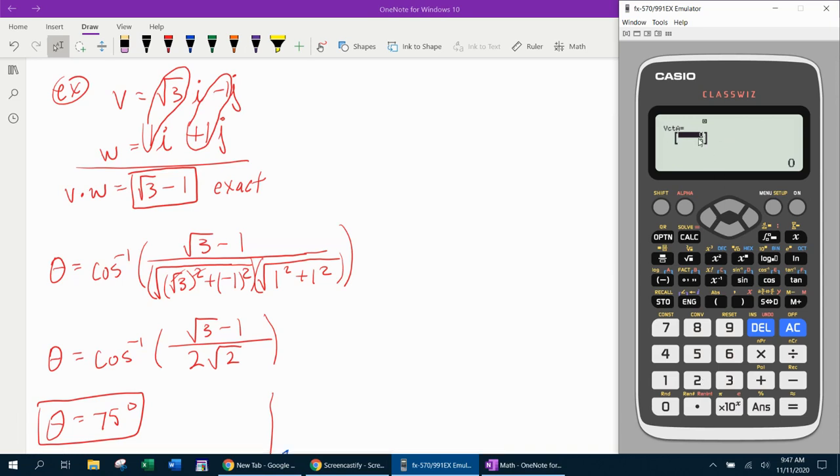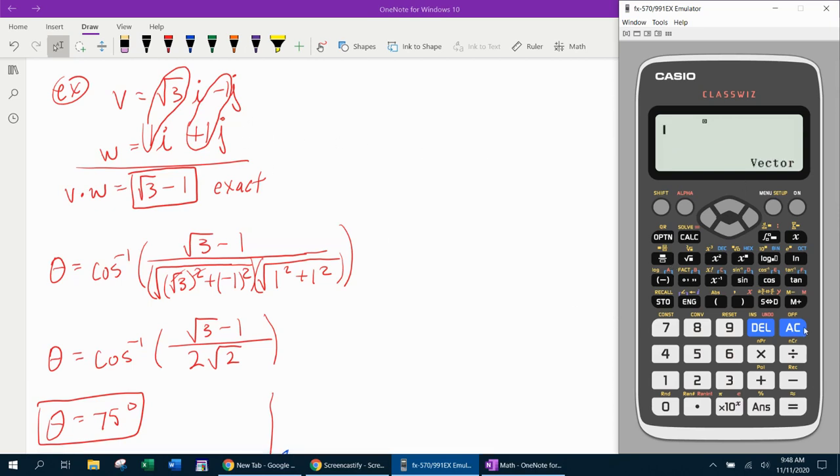And then the first number is the A and the second number is the B. So we've got square root of 3 as our A component and negative 1 as our B component. So that's vector A defined. Then we're going to go to option, define vector, and we're going to define vector B. It, again, is a two-dimensional vector. Vector B here in this case, vector w, is 1 and 1. 1 for both A and B. And now we have both of our vectors defined.